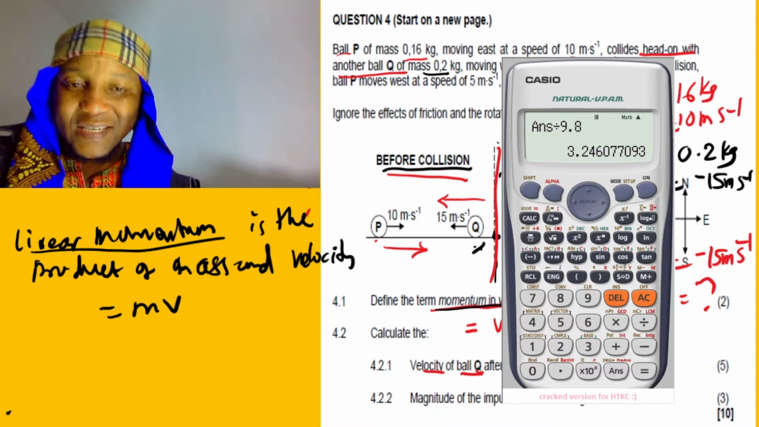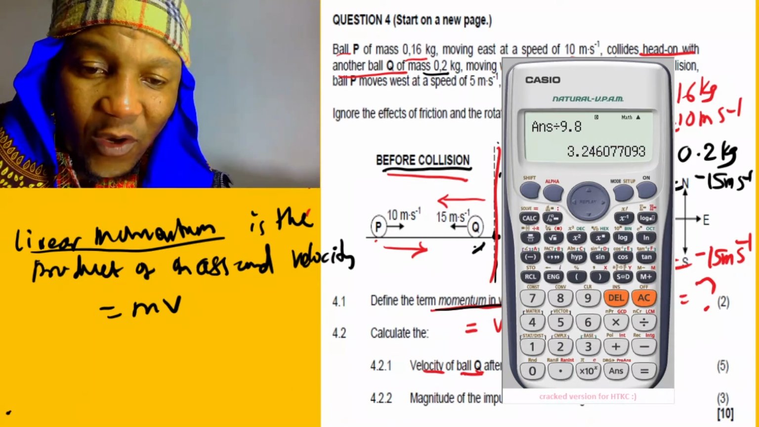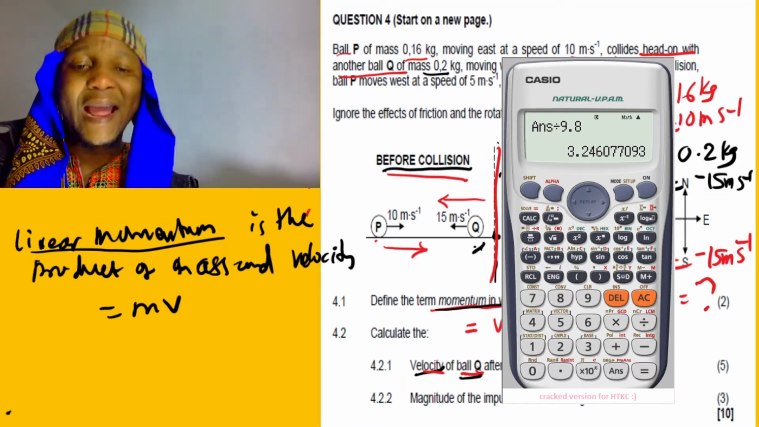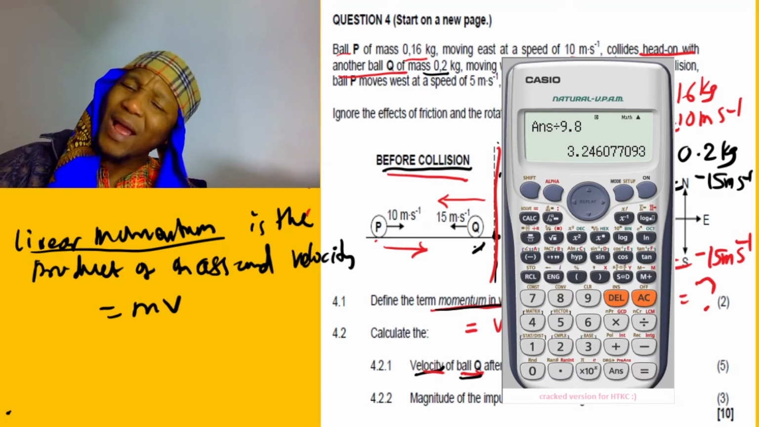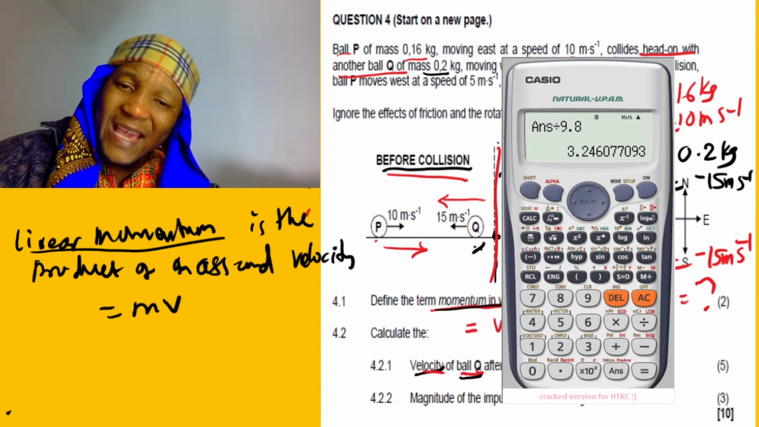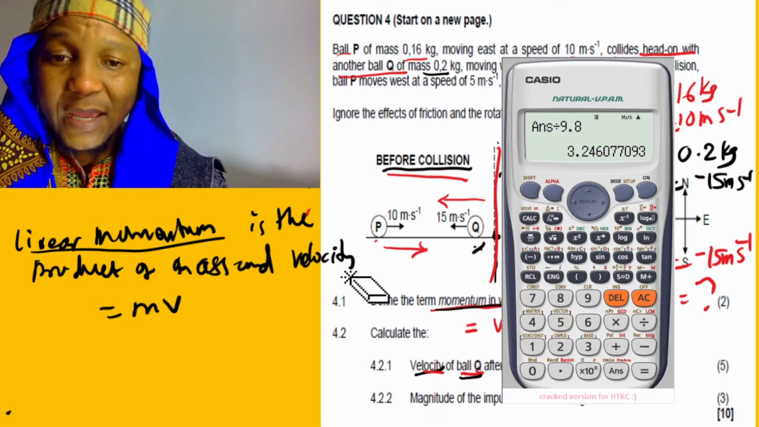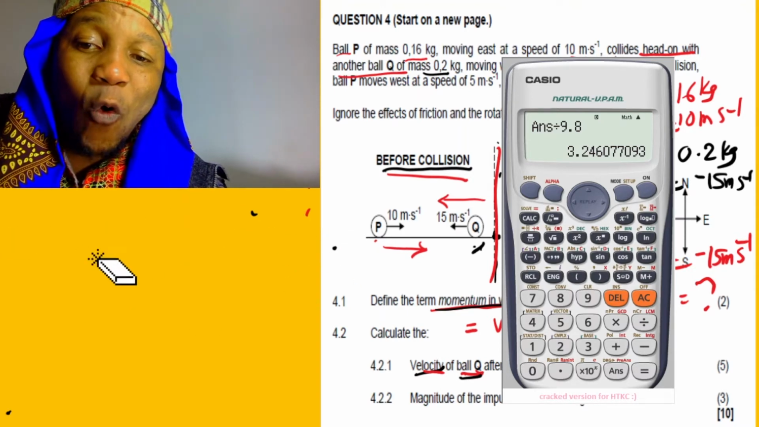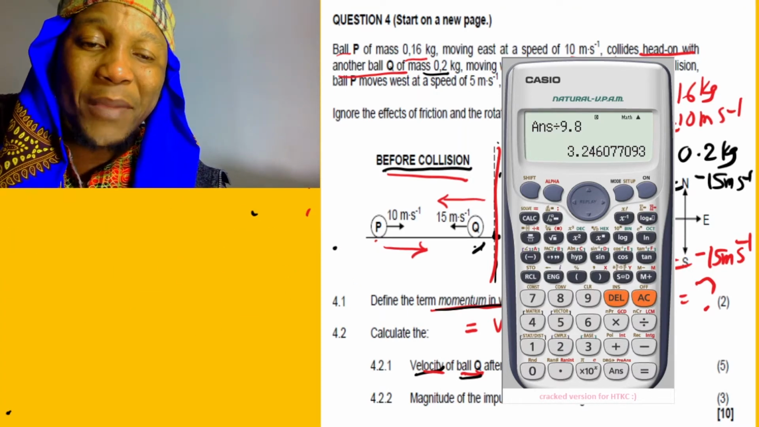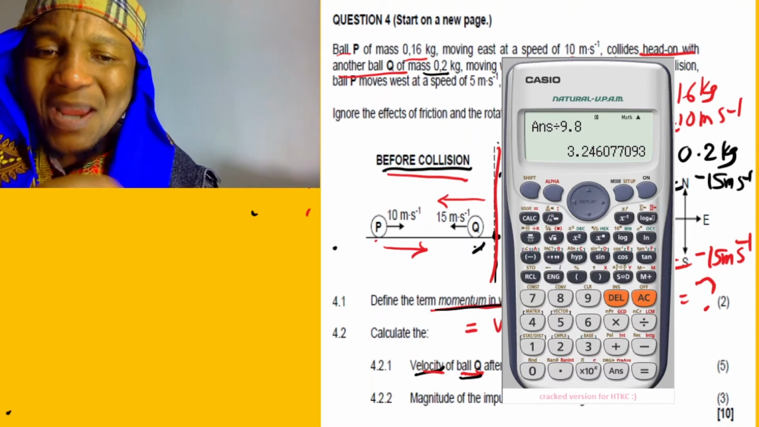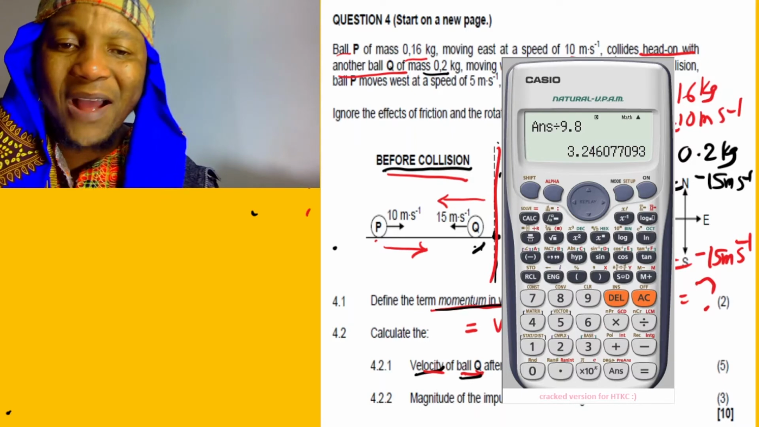For the second one, they say calculate the velocity of ball Q after they collide. Like I say, if you don't practice, you can fail. Easy play, easy way. This is very easy. We use the law of conservation of linear momentum. We can call it a law or rule: momentum before collision equals momentum after collision.